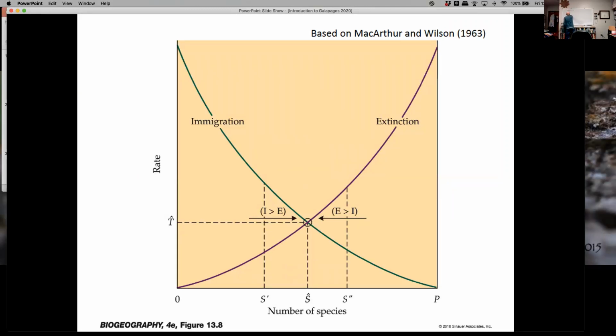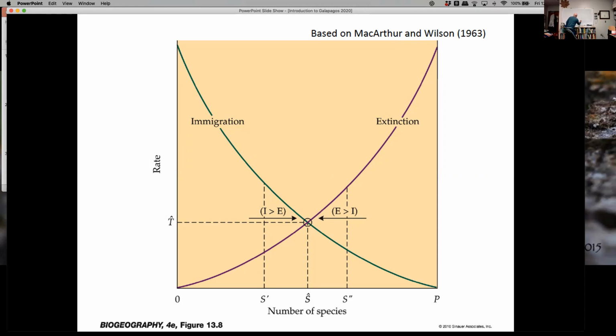So whenever you approach a graph, the first thing that you should do in a graph is look at what? The X and Y axis. The X and Y axis. And in this case, what is on the X axis? Number of species. Number of species. And so this is also referred to sometimes as species richness, the number of species.